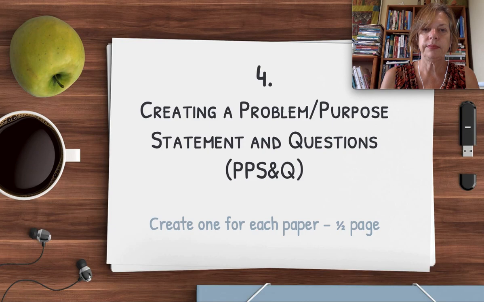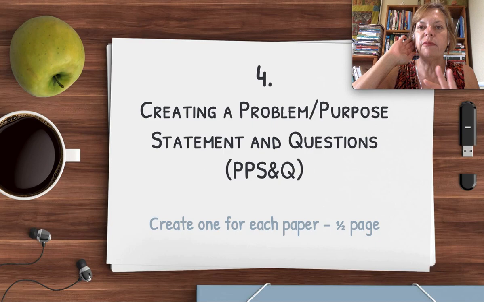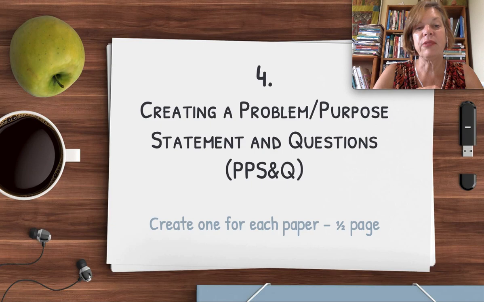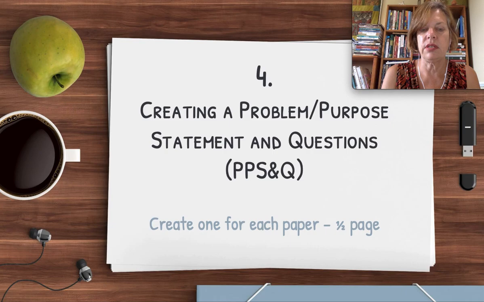The next step, once you have a set of ideas of papers that you think you could develop, would be to create a problem purpose statement for each of these papers. Now, I would do them one at a time. But of course, you might want to do them all at once to see how you can separate them and what you would find interesting to begin with. Each of these would just be one page to half a page. And I have a number of videos on how to develop the problem purpose statement. I'm just going to go through it very briefly here.